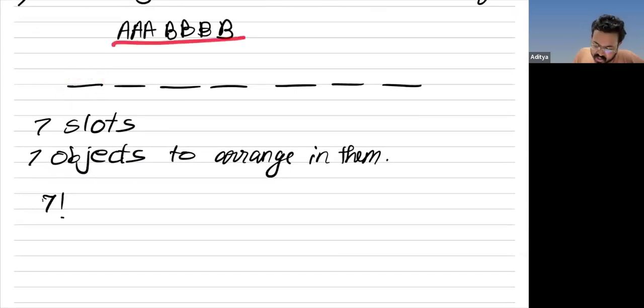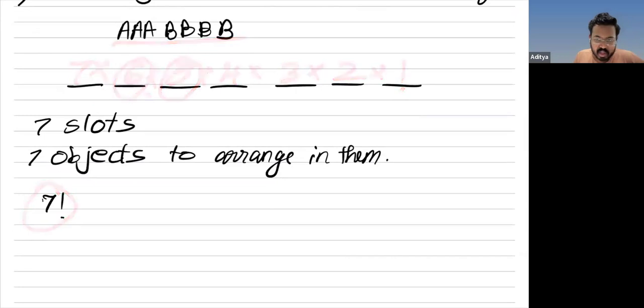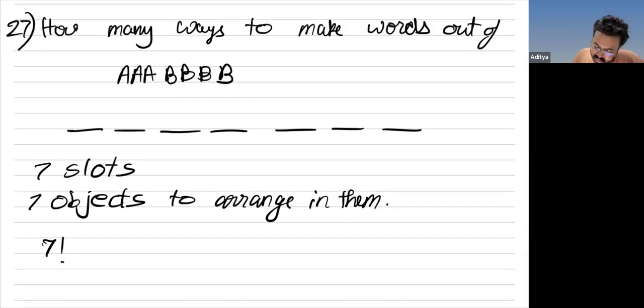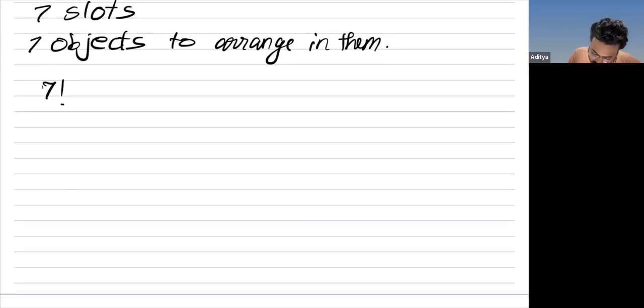There are 7 choices initially, then 6 choices, then 5, then 4, then 3, then 2, then 1. You take a product of all these choices, and you will be left with 7 factorial ways. But the problem is that we have 3 identical A's and 4 identical B's. What this will lead to is that the internal ordering of A's won't matter. So forget about B's for now. And these 3 A's only, let's call them A1, A2, A3.